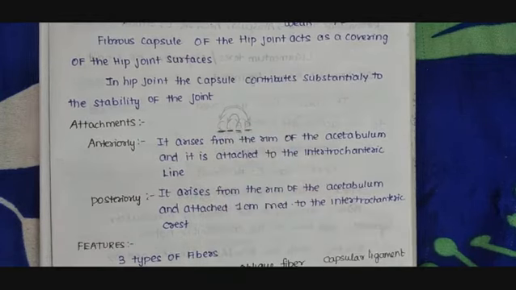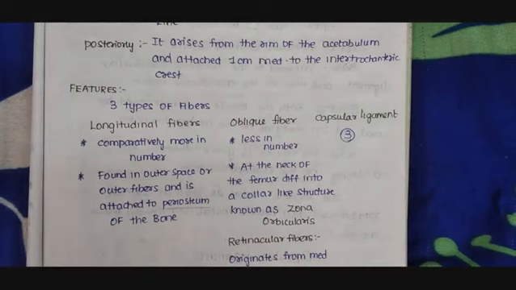Now let us discuss the types of fibers present in the hip joint capsule. They are the longitudinal fibers and oblique fibers, and there are 3 capsular ligaments. First, let us discuss the longitudinal fibers. These longitudinal fibers are more in number when compared to the oblique fibers, and they are present at the outer aspect.